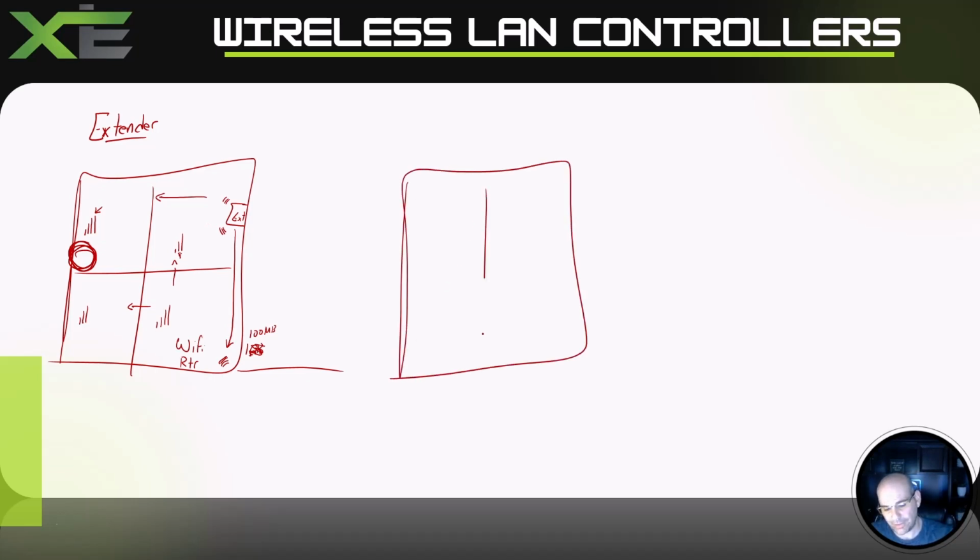So what's another option? Well, let's draw our house again. We'll say our Wi-Fi router is connected down here in the same room. We can get a second router and connect it up here. So let's put up here, we'll say second router, RTR, okay? Now, how would this work?